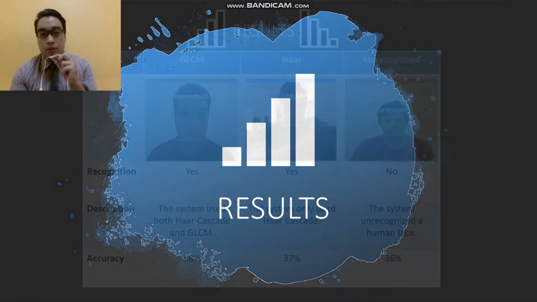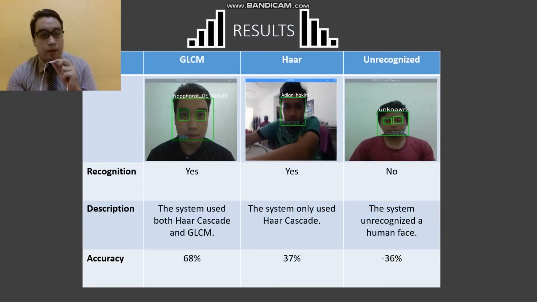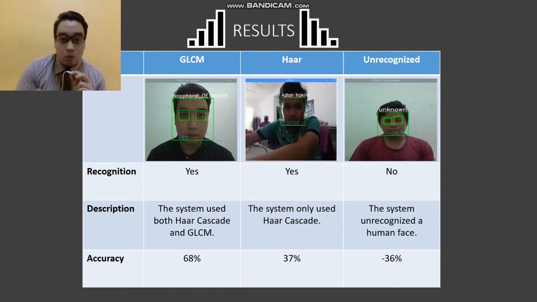Alright, next are the results. This first result is the comparison between the system that uses both GLCM and Haar cascade and the system that only uses Haar cascade. As you can see, for the first sample using both of these algorithms, the accuracy obtained is 68%, while the system that only uses Haar cascade recognized it at only 37%. Now if the person is not in the database, the system will recognize it as unknown, as shown in the third sample.